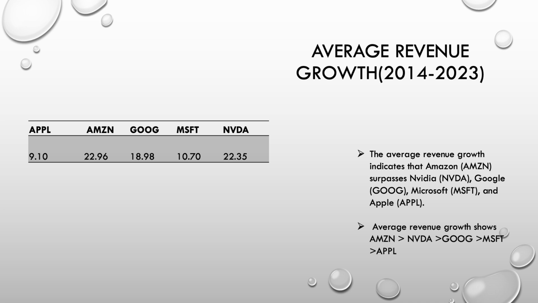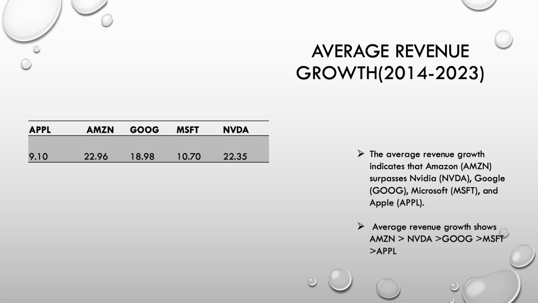Here is the average revenue growth for the time period between 2014 and 2023, and I used a table this time. I didn't bring a graph. As you can see from the table, Amazon has the highest average revenue growth over the period under consideration, followed by Nvidia. Nvidia and Amazon are pretty close to each other, Google is in third place, and then Microsoft, and Apple is in last place.